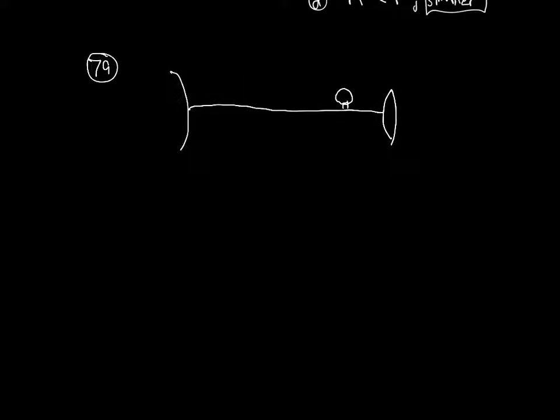Here's our light bulb, and they give us some information. They tell us the light bulb is 15 centimeters in front of a convex mirror. So here's my mirror, here's my light bulb, 15 centimeters away. They also tell us the convex lens of focal length 25 centimeters is 5 centimeters beyond the light bulb. So the distance from this light bulb to this lens is 5 centimeters. I'm given the radius of curvature of this mirror is 10 centimeters, and the focal length of this lens is 25 centimeters.